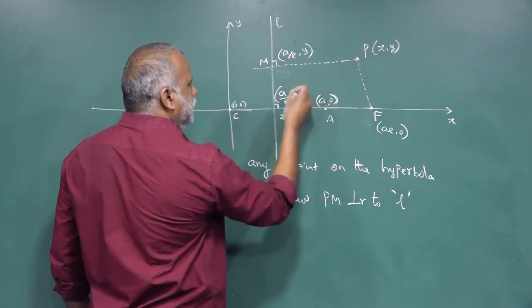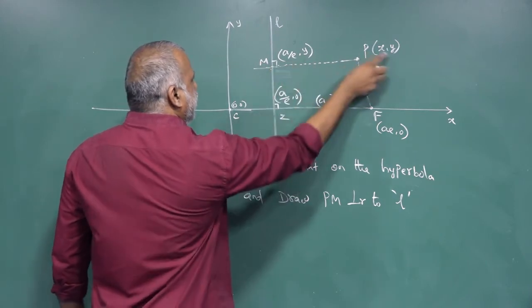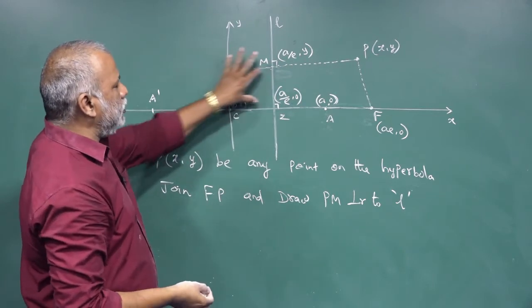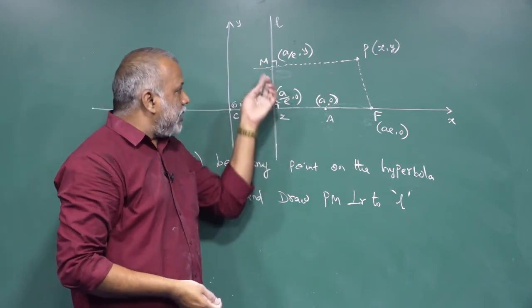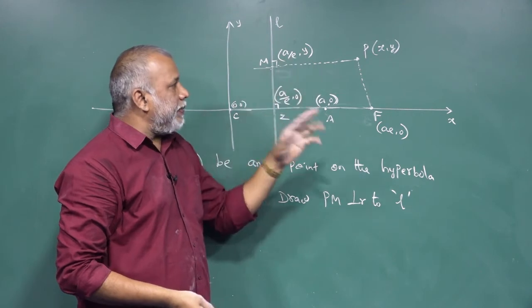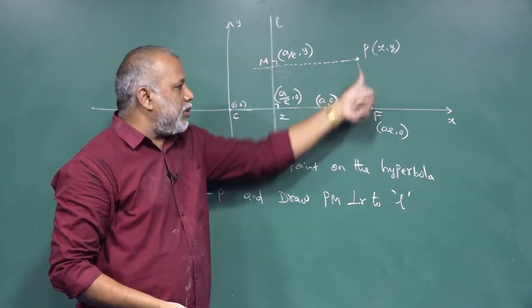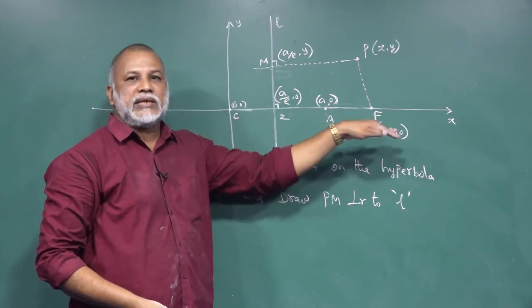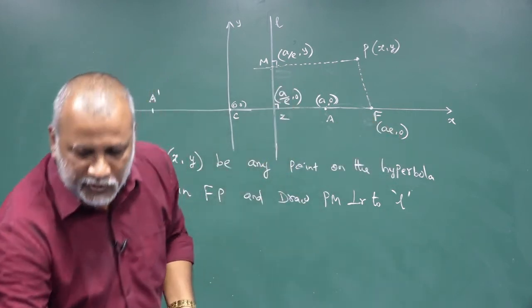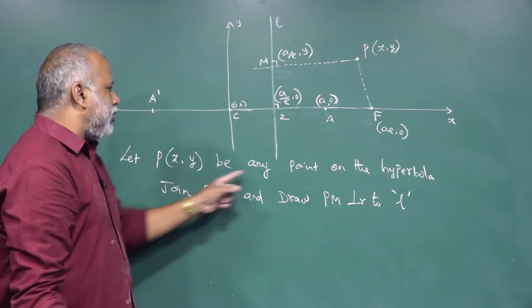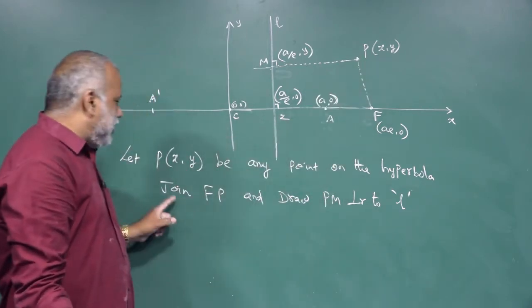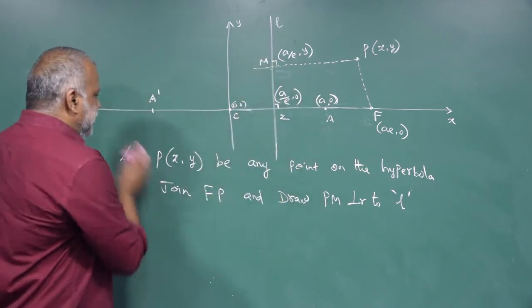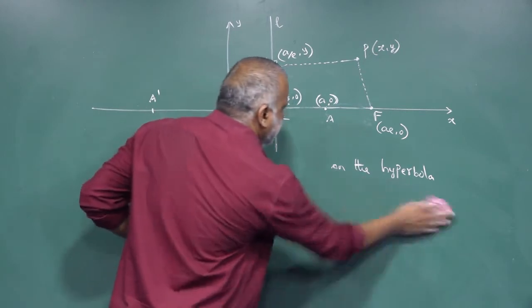We can refer here also. It is a perpendicular, therefore we can take the y quantity here: (a/e, y). Y is unknown. See the logic: M is (a/e, y), P is the point (x, y), F is the point (ae, 0), because F lies on the x-axis. Now the basic definition of conics. So P(x, y) is any point on this hyperbola, then join FP and draw PM perpendicular to the directrix L.